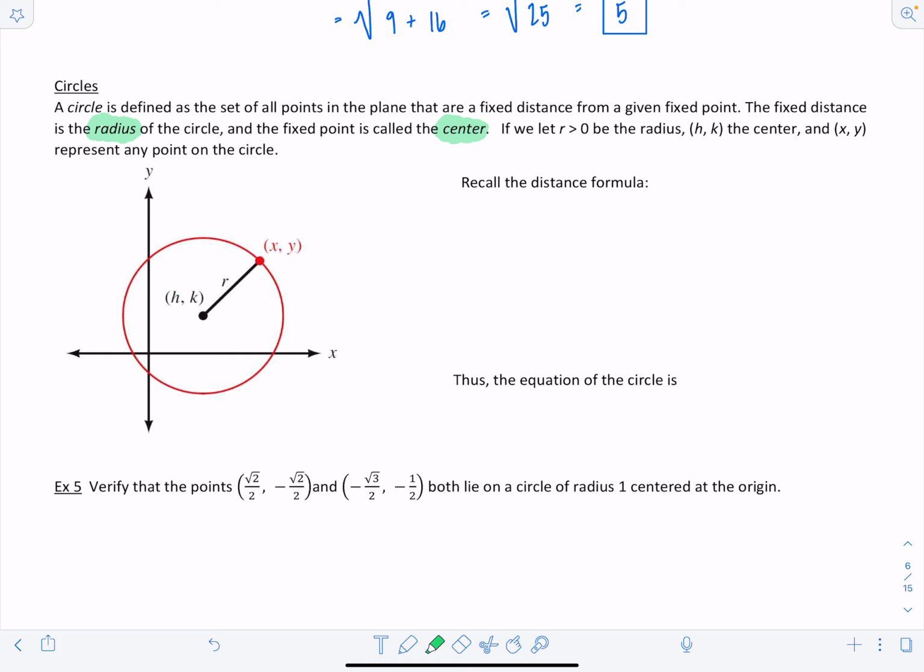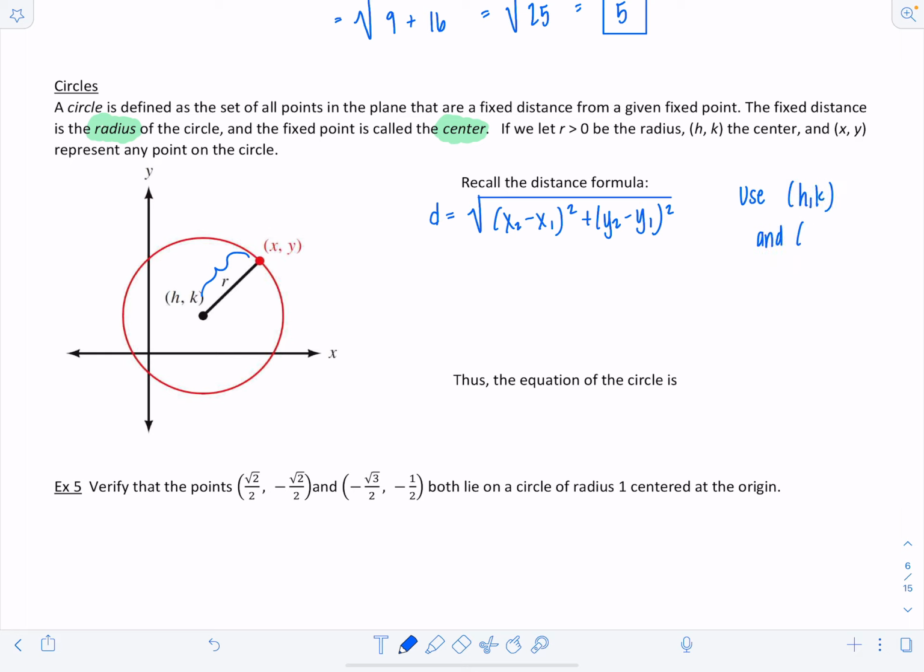I'm going to show you how we come up with the equation for a circle. So we're going to apply the distance formula right now. I want to find the distance between any point on the circle and the center, h, k. I'm going to rewrite the distance formula here. It's the square root of x2 minus x1 squared plus y2 minus y1 squared. And for x1, y1, and x2, y2, I'm going to use h, k, the center, and x, y, which represents any point on the circle.